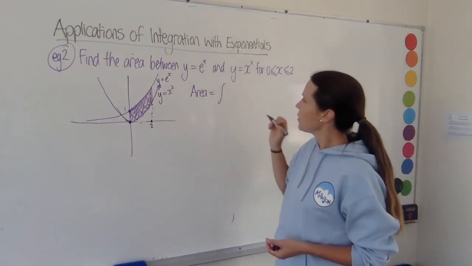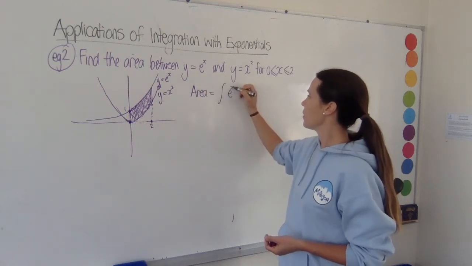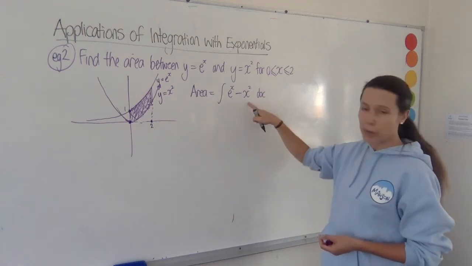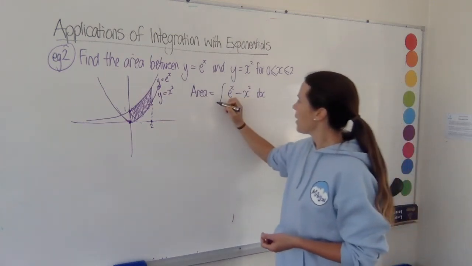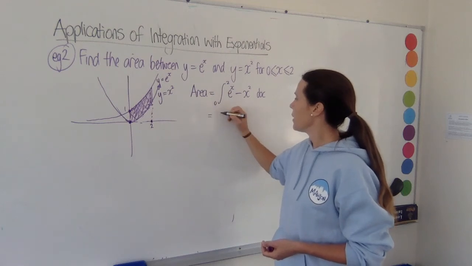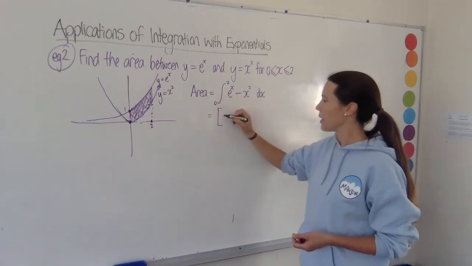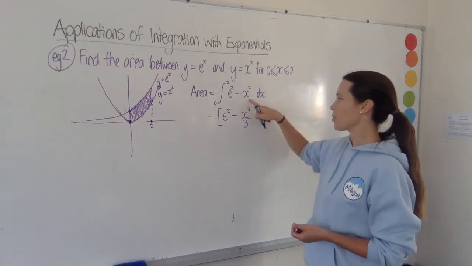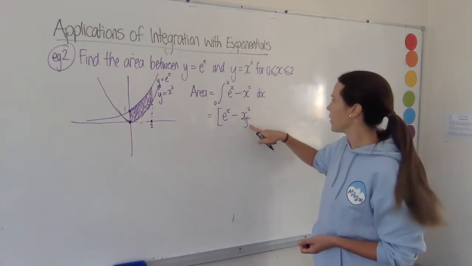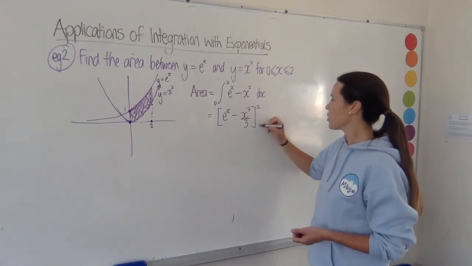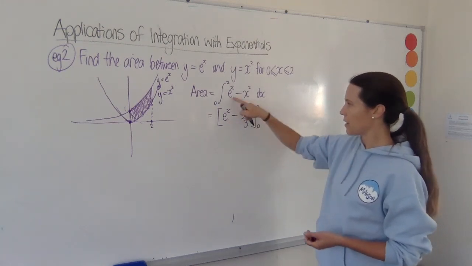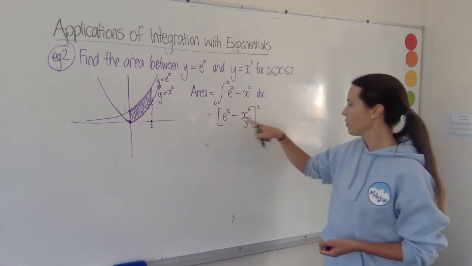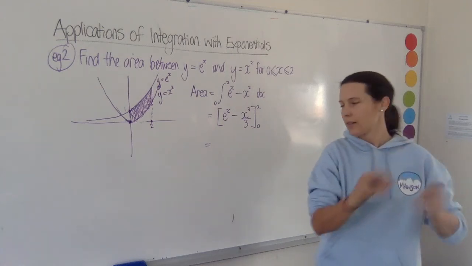So I need e to the x on the top minus x squared dx. I can put them both together like that and integrate them one at a time, and my bounds are 0 to 2. Now I need my square brackets and I need to integrate each term one at a time. Be careful with this one that you don't accidentally differentiate it. As always, I double check that this is right by differentiating these and checking that they get back to those. And now I can sub in 2 in both places and then subtract the subbing in of 0.